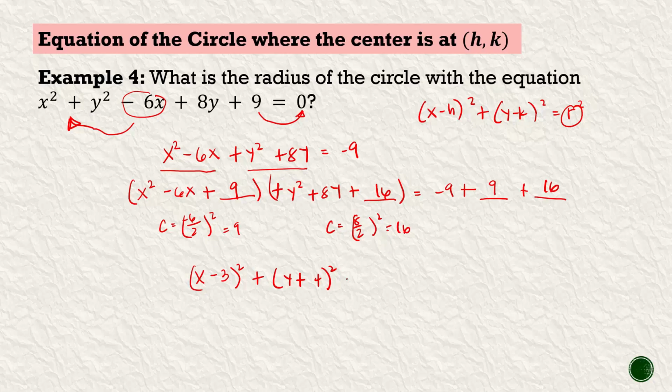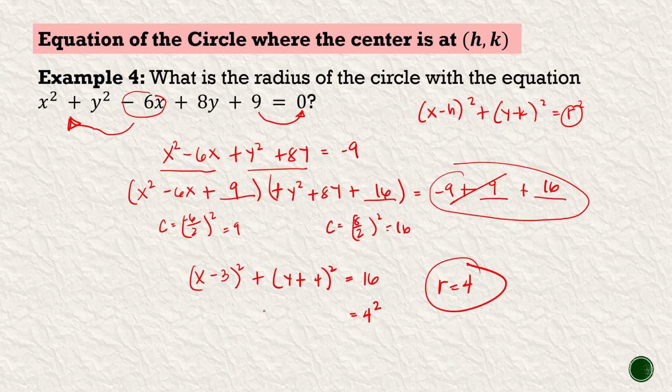And then equals, so all we need to do is combine this. We have a negative 9 and a positive 9, we cancel those two out. That leaves us 16, and that 16 can be expressed as 4 squared, which means that our r is equal to 4. Let me just rewrite this again: (x minus 3) squared plus (y plus 4) squared equals 4 squared. So that's our r. r is equal to 4.